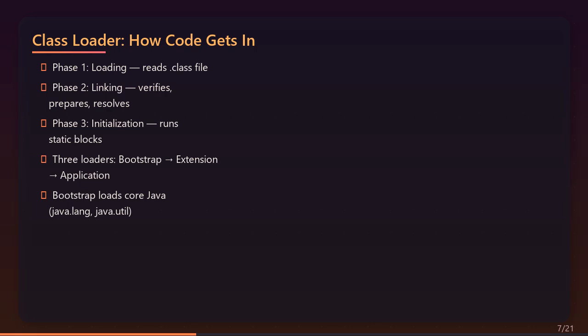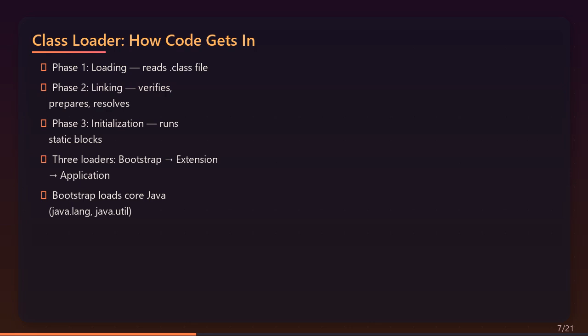The class loader has three phases. Loading, it reads your .class file from disk and creates a representation in memory. Linking, this has three substeps. Verification checks that the bytecode is valid and safe. Preparation allocates memory for static variables and sets default values. Resolution converts symbolic references into actual memory addresses. Finally, initialization. This is where static variables get their real values and static blocks execute.